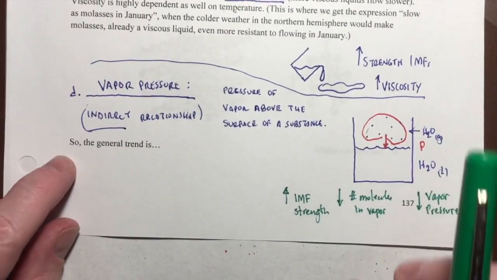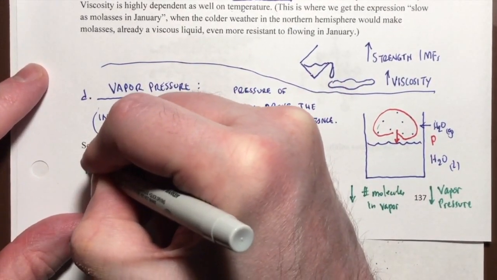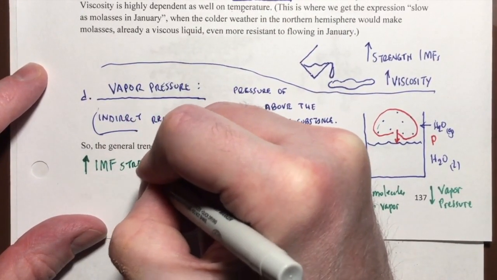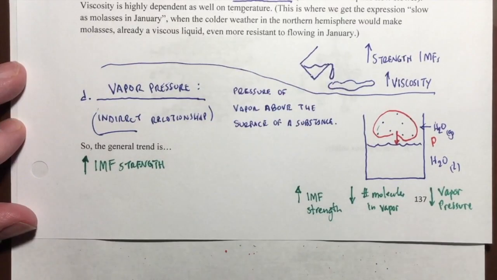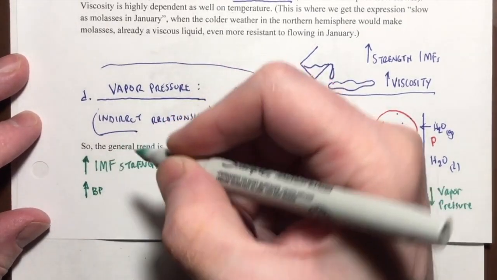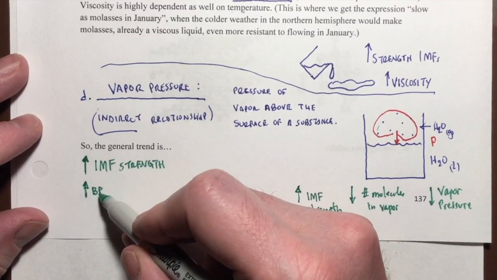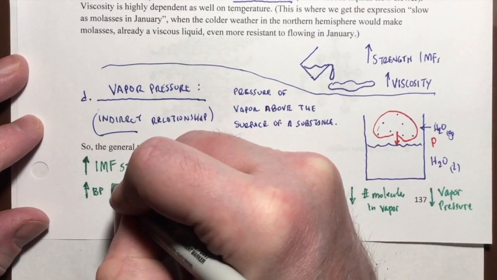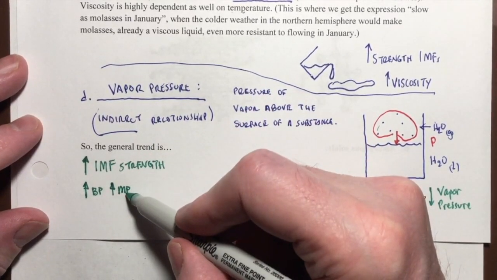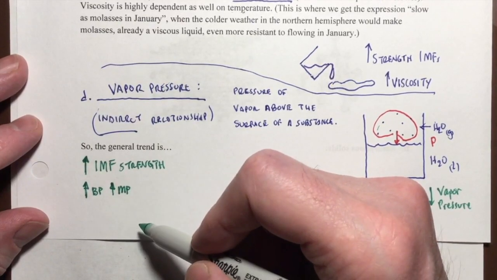So let's go ahead and write the general trend. As I increase IMF strength, the boiling point is also going to increase because it takes more energy to break the IMFs to convert from the liquid phase to the vapor phase. The melting point is going to increase because it takes more energy to break the molecules apart from each other in the solid to get them into the liquid phase.